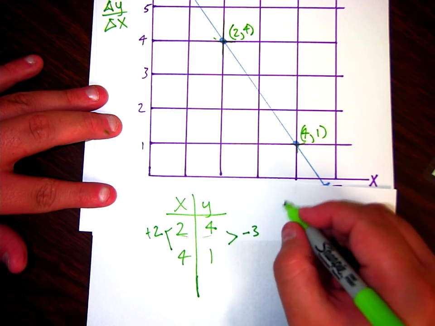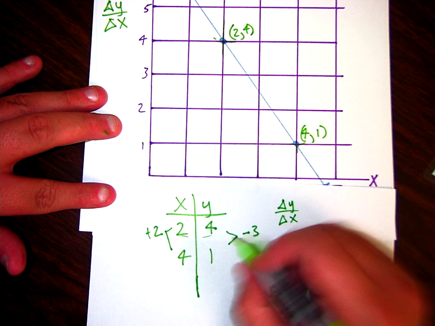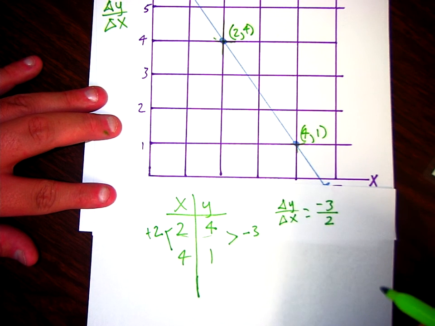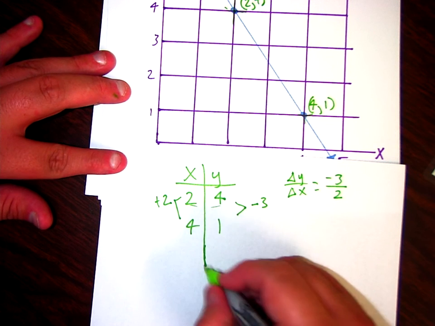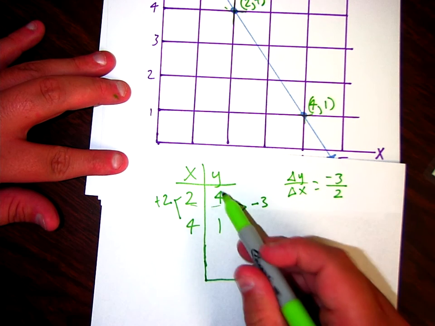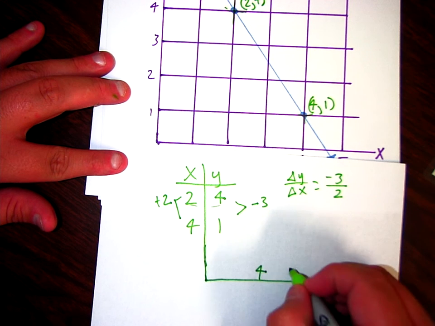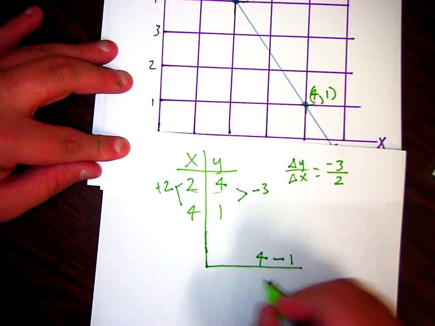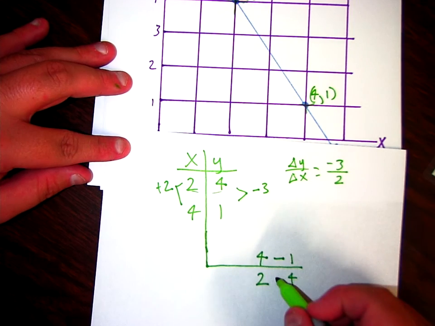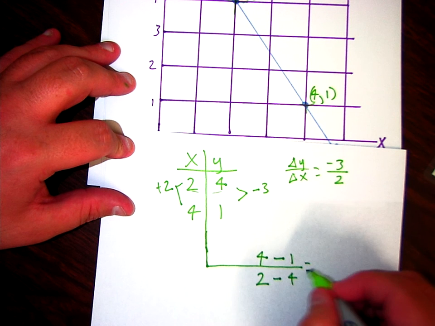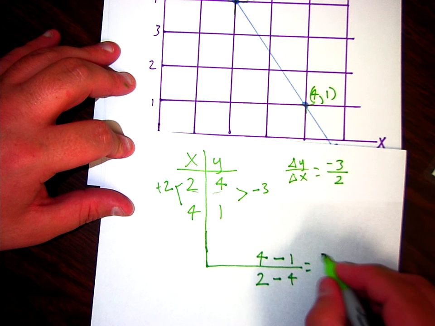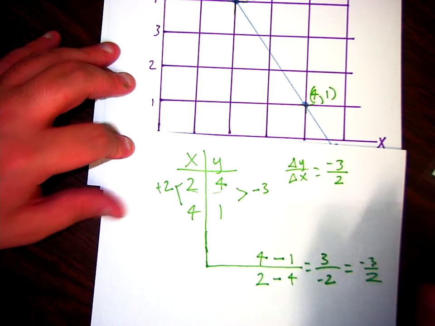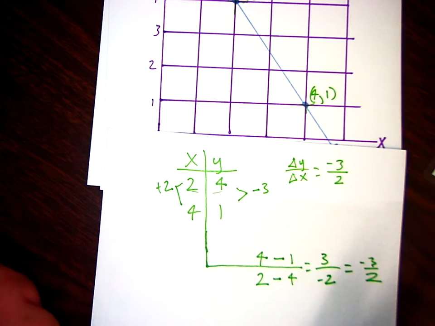So your delta y over delta x, change in y first, it's going to be negative 3 over 2, or negative 3/2. Or you can do the L method, where you come down, you bring the L, you're going to bring these numbers exactly like they look, 4 and then 1, put a subtraction between them, and then bring these numbers down exactly the way they look, 2 and then 4, put a subtraction between them, and then just solve the fraction. 4 minus 1, 3, 2 minus 4, negative 2, which is exactly the same as negative 3/2. Okay, that's one way from a table.